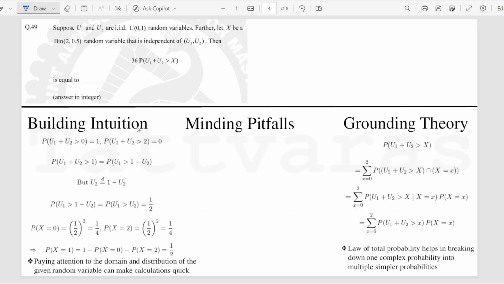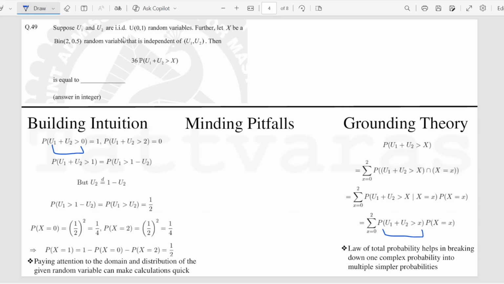Here we can do things intuitively as well, because essentially we now have three sets of things to compute based on the values 0, 1, and 2 which X takes. So we also need to find these probabilities, right? Now, very logically, here is where the domain of the distribution plays a role. U1 and U2 are both uniform 0, 1 variables. So both start taking values from 0, so their sum will also start taking values from 0. So this thing has to be 1.